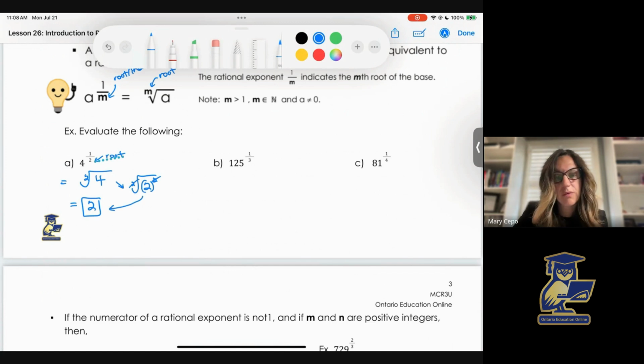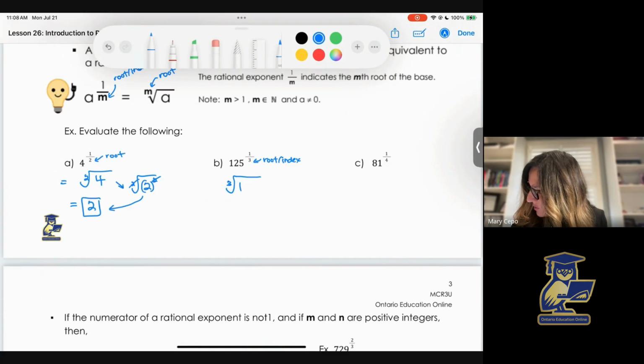Okay, so here we notice that the exponent is 1 over 3, so that rational exponent, that fraction where the denominator is 3, would represent the root, slash our index in our radical. So this would be the third root of 125. Again, if you want to just use that practice, what number multiplied by itself 3 times gives you 125? Well, that would be 5 to the power of 3. Again, those cancel out, and we're left with 5. So the third root of 125 is 5.